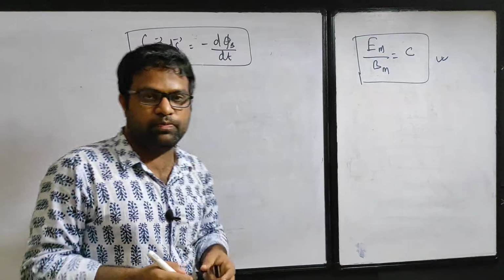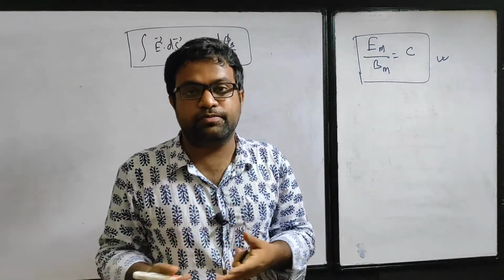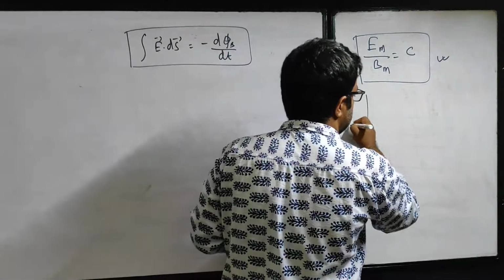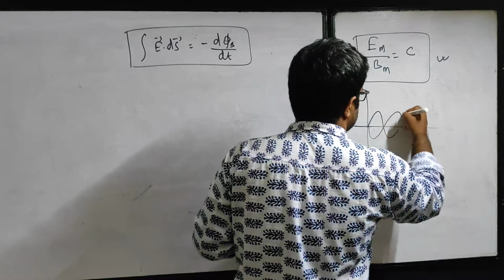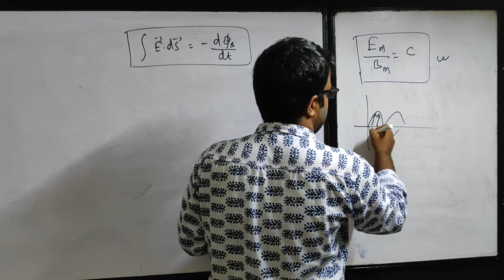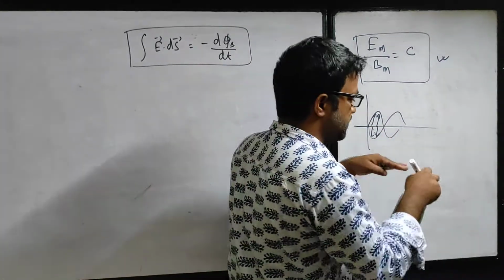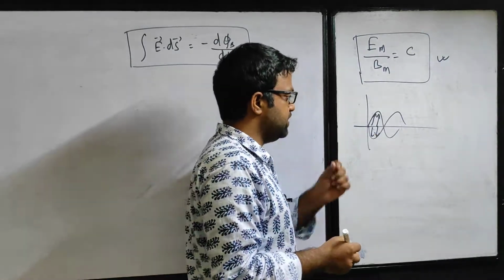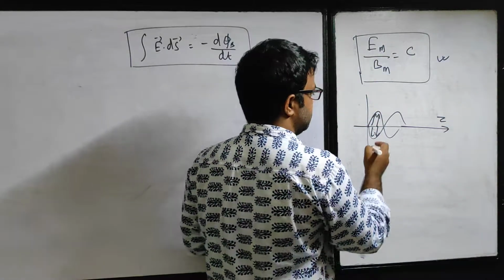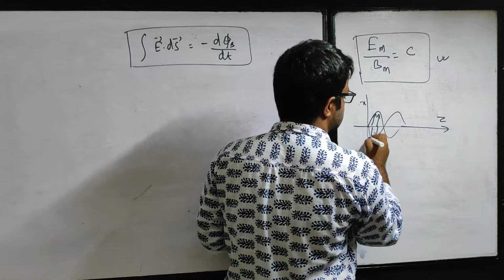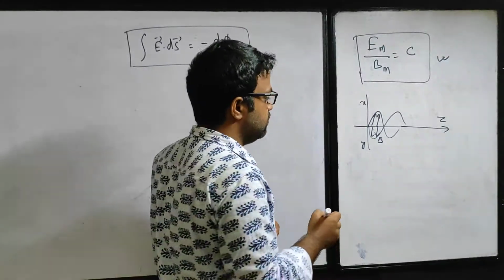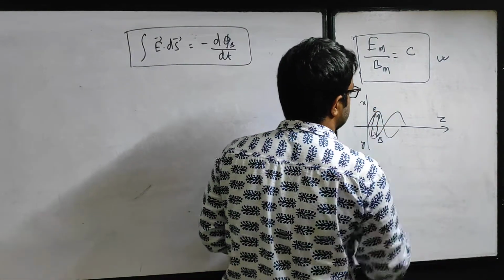As I told you, both electric field and magnetic field move mutually perpendicular to each other. So let's say the electromagnetic wave is moving like this, with both electric and magnetic field vectors, propagating towards the z axis. The electric field is oscillating along the x axis and the magnetic field along the y axis.